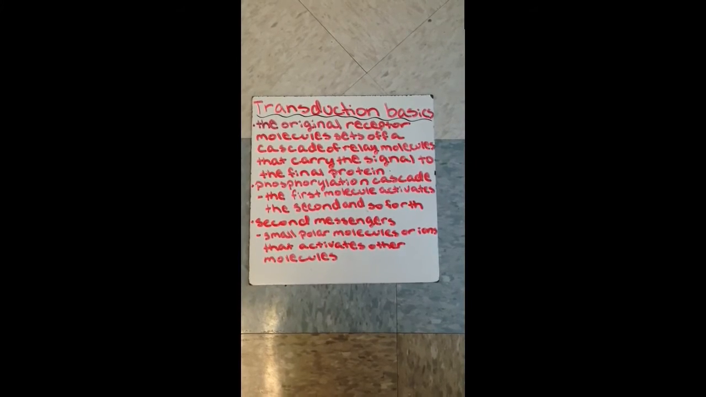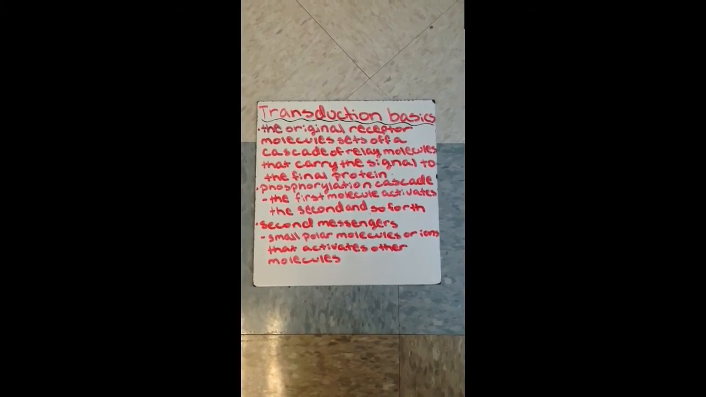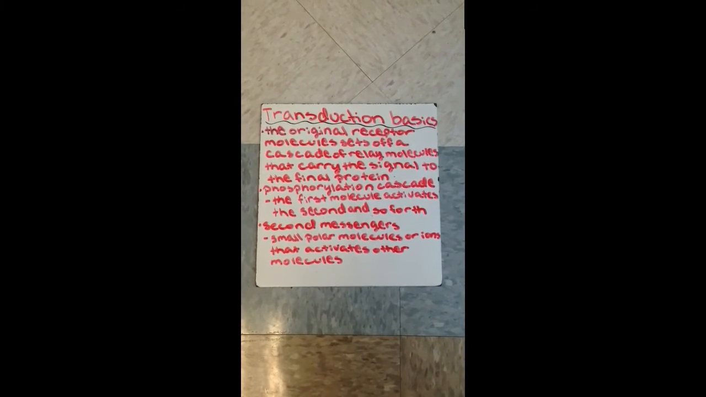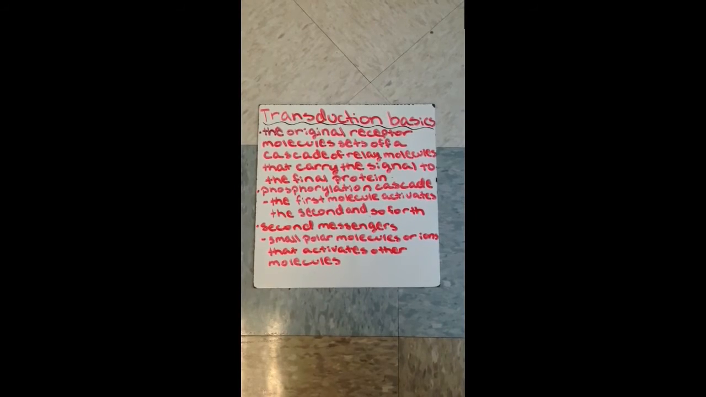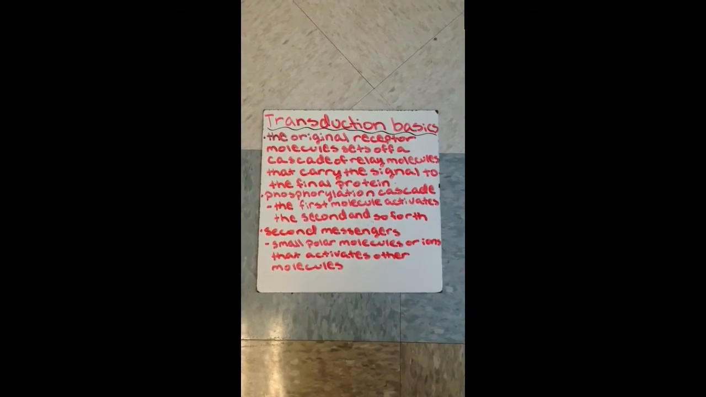Transduction basics. The original receptor molecule sets off a cascade of relay molecules that carry the signal to the final protein. Phosphorylation cascade. The first molecule activates the second, and so forth. Second messengers. Small polar molecules or ions that activate other molecules.